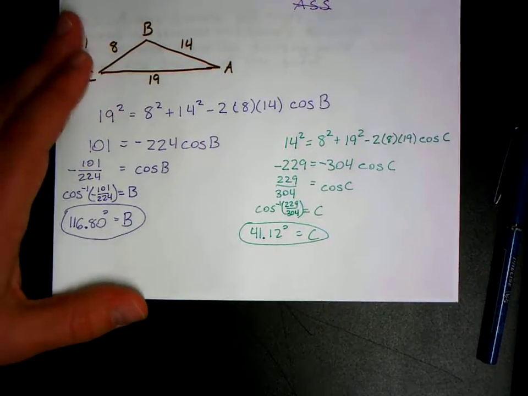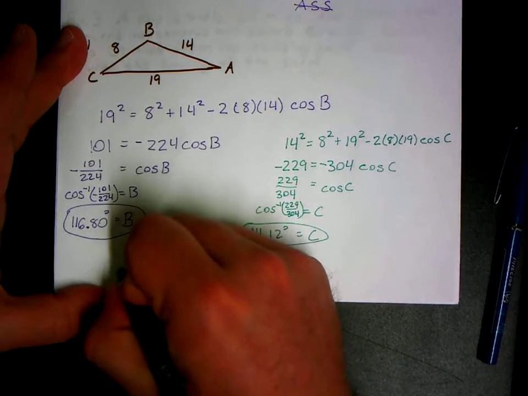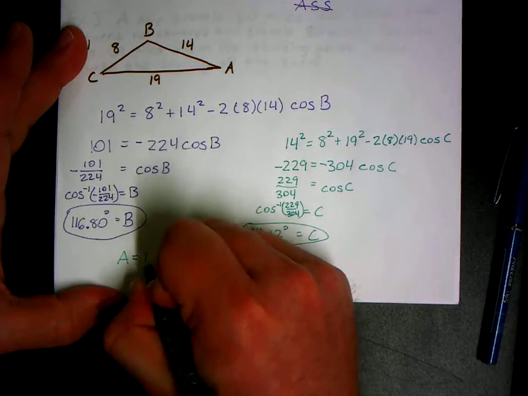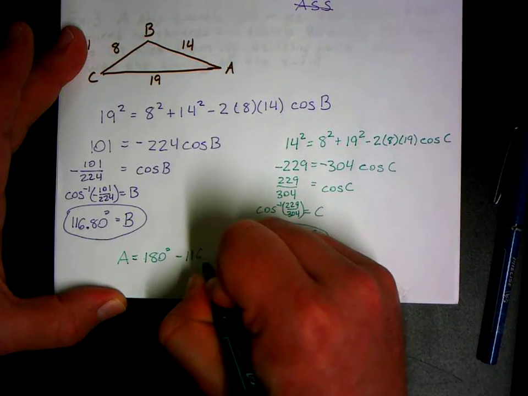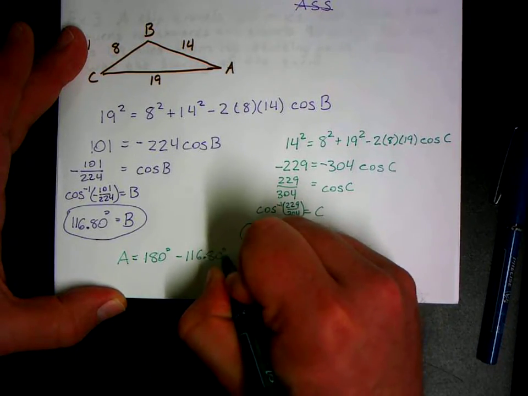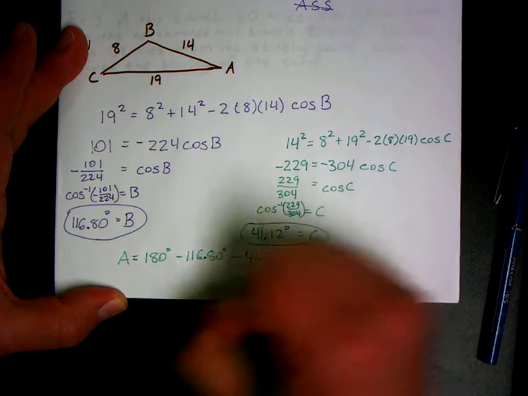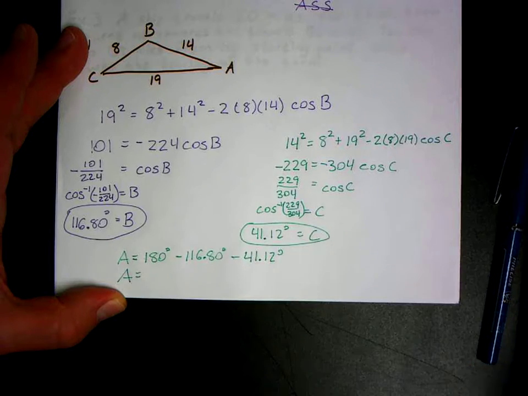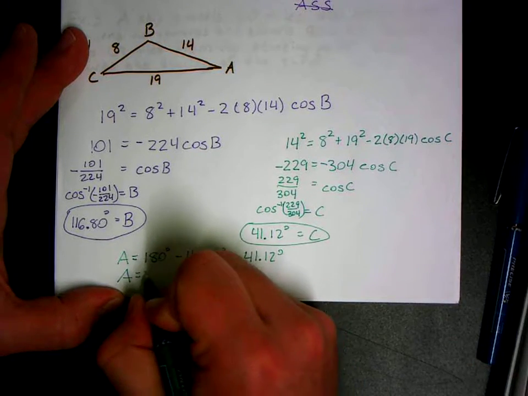Now, I could go through all that work again to find angle A, or angle A is 180 degrees minus those other two angles. That gives 22.08.